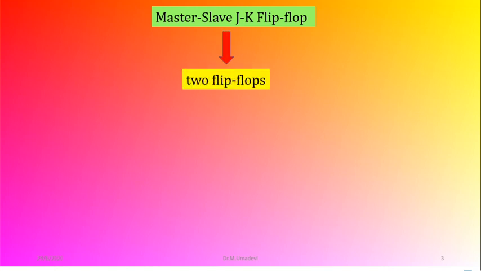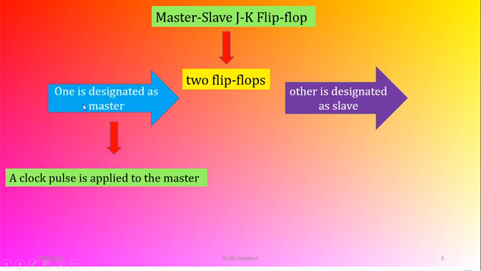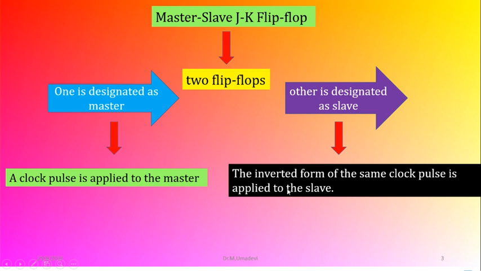In master slave JK flip-flop, two flip-flops are used. One is designated as master, another one is the slave. In the master flip-flop, a clock pulse is applied to the master, whereas in the slave FF, that is flip-flop, the inverted form of the same clock pulse is applied to the slave.